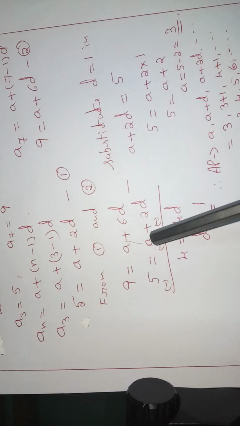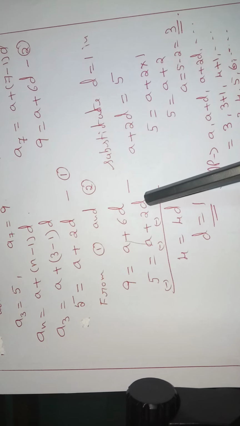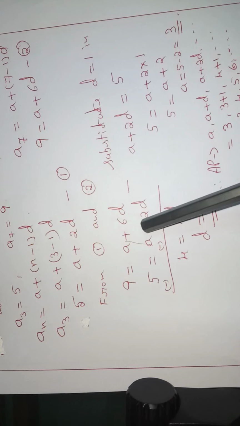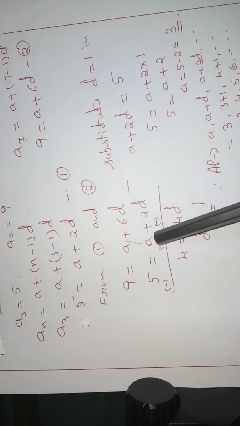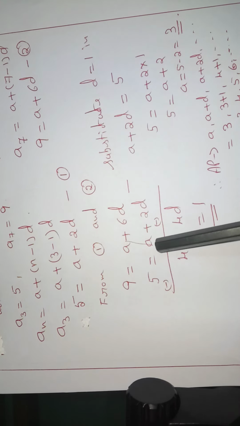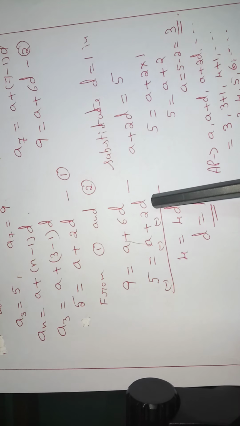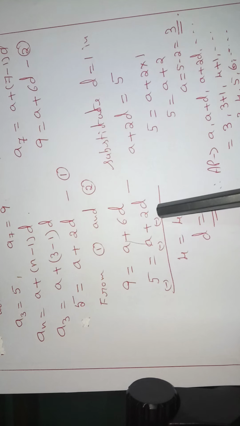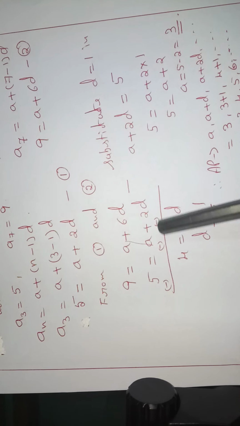Simultaneous linear equations in two variables. We have to eliminate either A or D. Eliminating A is easy. If you subtract, it gets cancelled. So we will subtract. Put one minus sign here and change the sign of all the terms of the second equation.